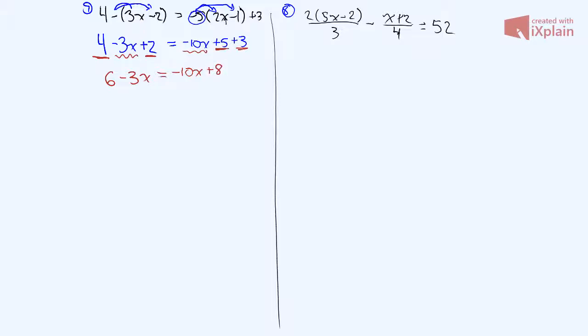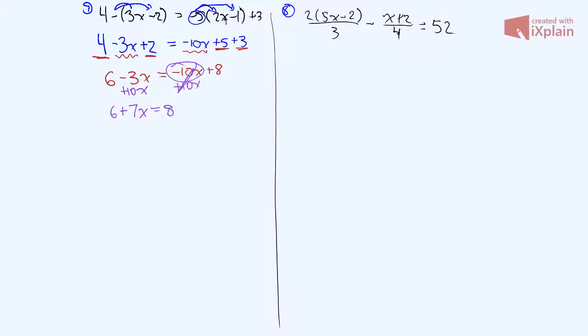Okay, now I want to get all of my x terms onto one side. So I'm going to move this whole negative 10x, and so I'm going to add 10x to both sides. I'm going to place it right here because these will be the like terms on the left-hand side. So negative 3x plus 10x is positive 7x. This 6, nothing happened to it, so I'm just going to drop it down.